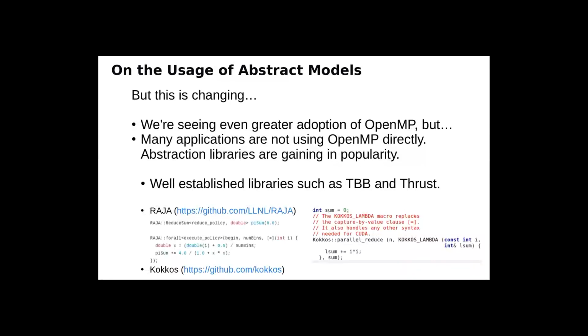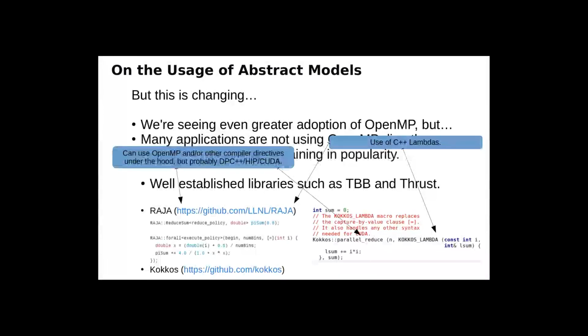At the Department of Energy, we develop at least two of these, and I'll note two explicitly. One is Raja, and the other is called Kokkos. Both of these provide abstractions around parallel execution, including on GPUs. They make use of C++ lambdas and other modern C++ features in order to provide a productive programming experience. Also, they can use OpenMP or some other compiler directive-based scheme under the hood, but are probably using an underlying programming model for each system directly to implement the backend for that system, such as DPC++ or HIP or CUDA.